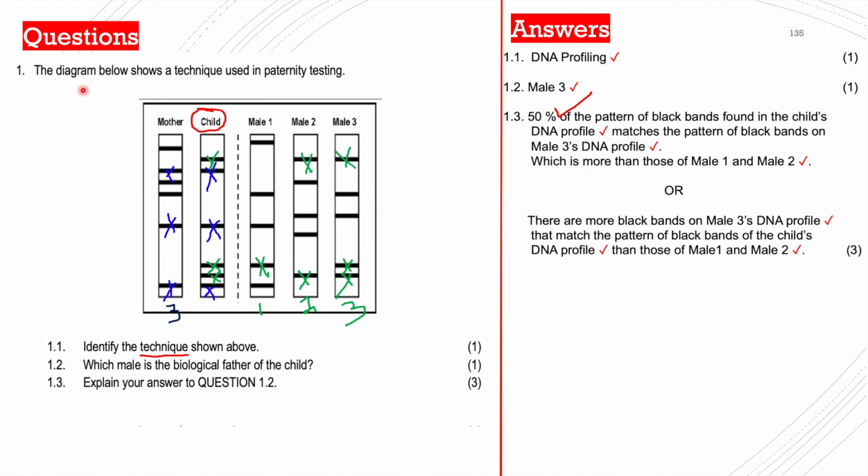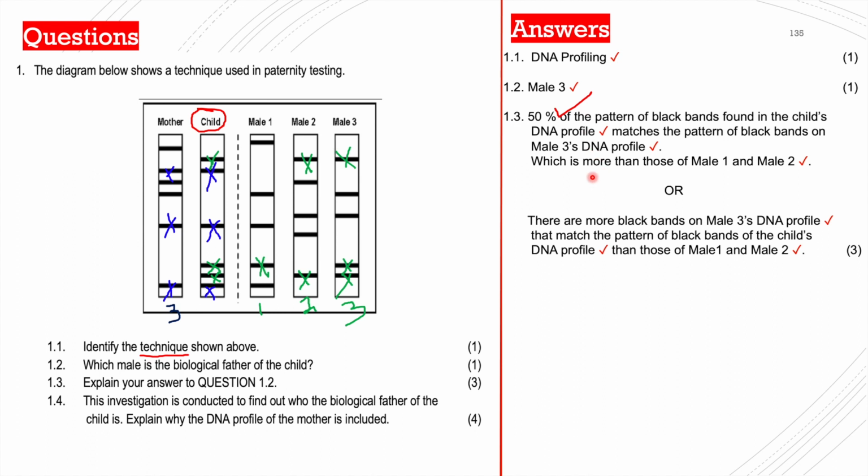If you are given a different set of DNA profiles, maybe the father on the question that you get is male 2. What you will replace is male 3 for male 2. But the answer will always be like this. So please do familiarize yourself with how we answer this question, because it will always be answered like this. It's one of those questions where you just need to know the skill of how you answer it.